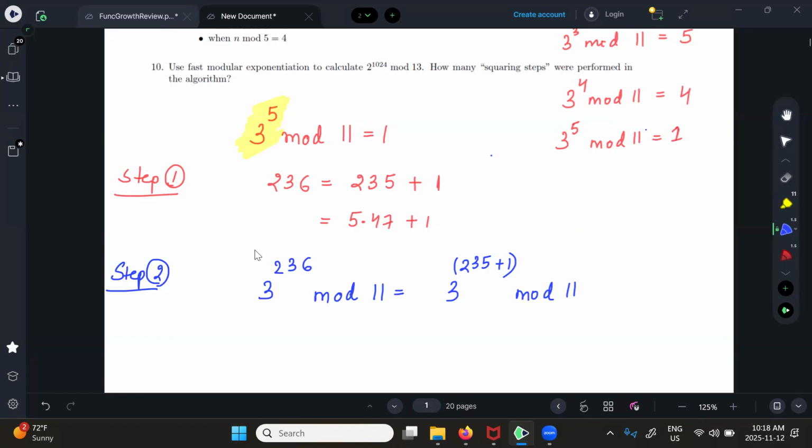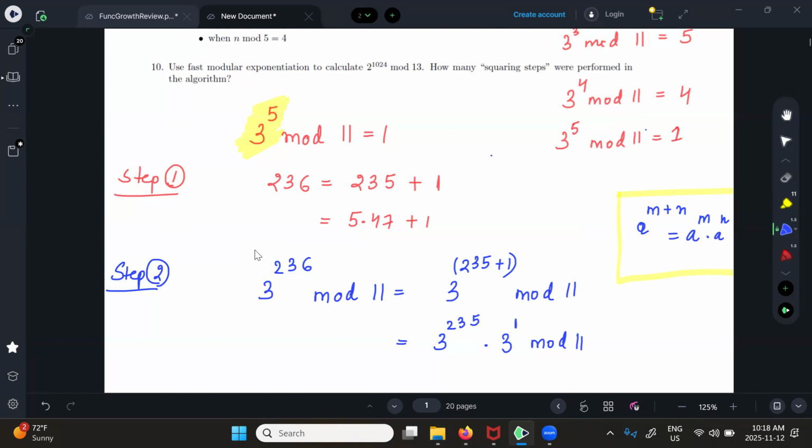Why do we focus on 5, not a multiple of 2? Because it's a plus, I can break it up. I can write it as 3 to the power 235 times 3 to the power 1. It's a law of exponent, which is very common, but it's tough to make a connection, especially in exam. So remember this. At some point in these questions, you will be doing this, breaking up the powers.